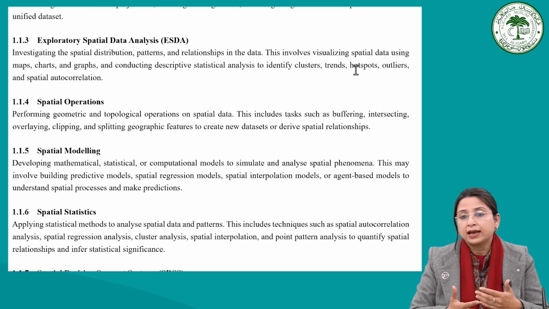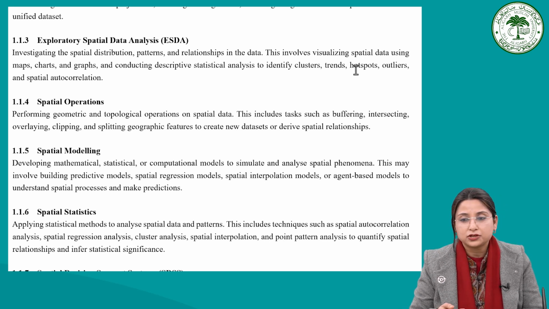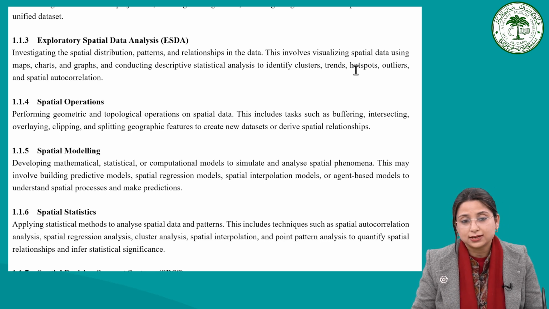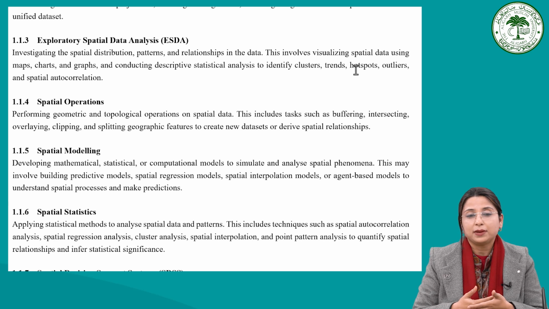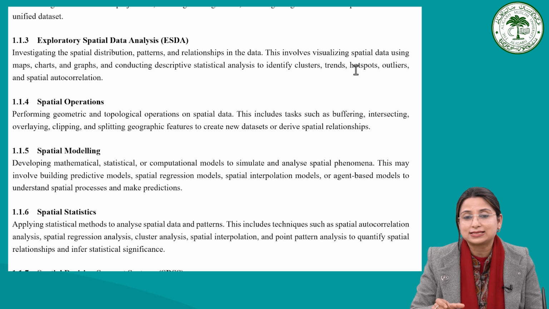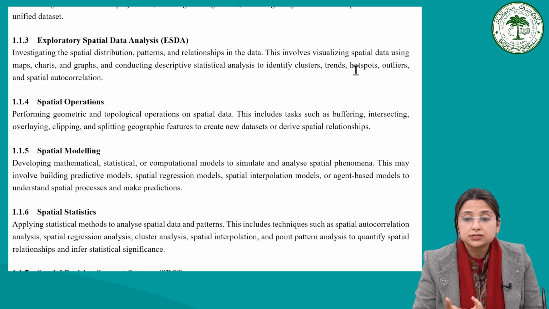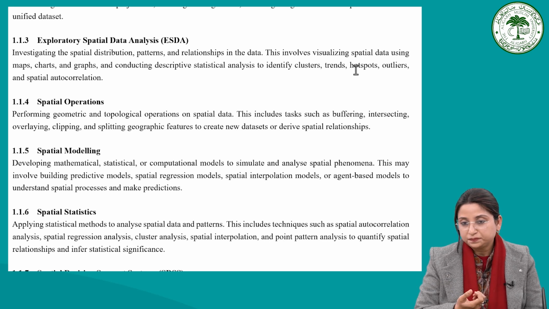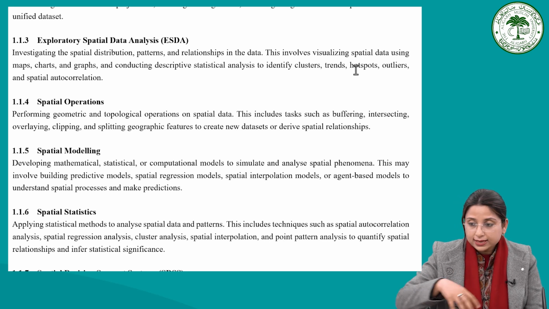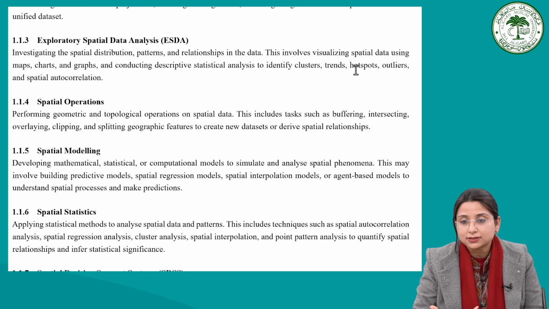proportional relationship, etc. So this process generally involves visualizing the spatial data, that may be using maps, maybe using charts, maybe sometimes graphs, maybe sometimes we can conduct descriptive statistical analysis to identify whether certain clusters are present. For example, for crime rate, where a particular crime is only existing in a particular location, that is what we mean by certain clusters being present.